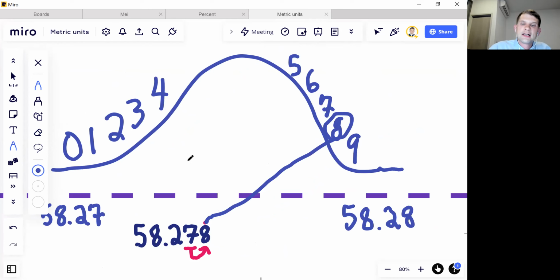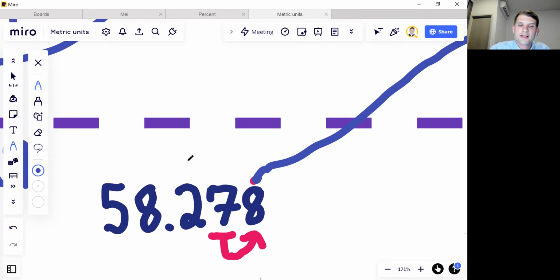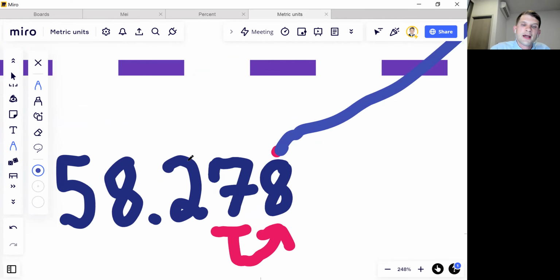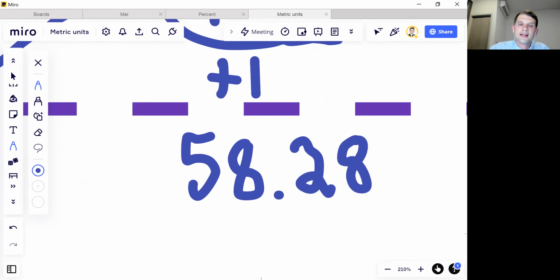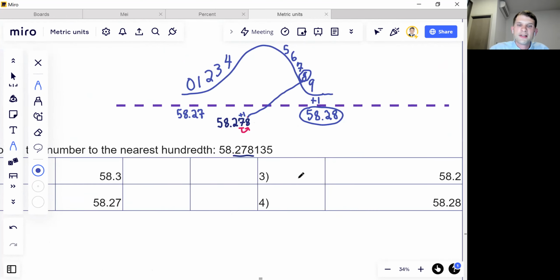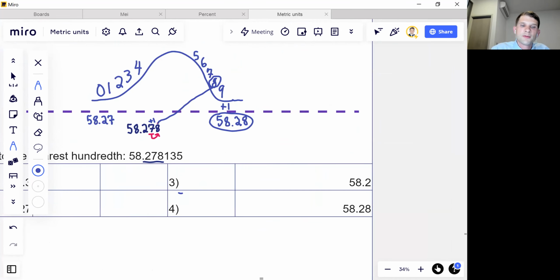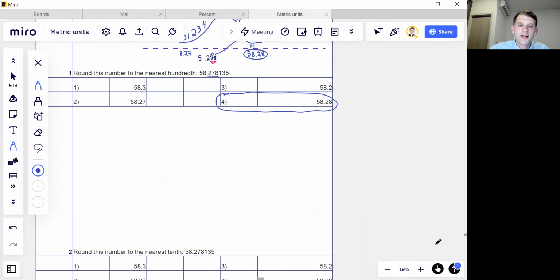And of course, we know now that we need to round up, which means really we need to add 1 to the previous digit or the hundredths digit. So we're going to add 1 to this 7. So this becomes 58 and 28 hundredths. So let's go ahead and pick that from our list here. And it looks like that'll be number 4, 58 and 28 hundredths.